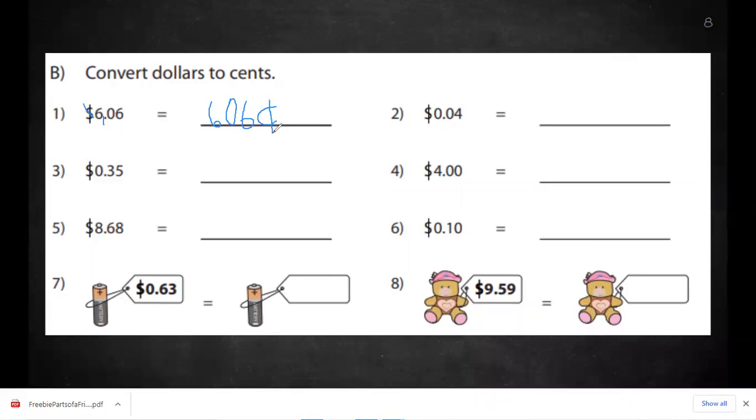All right, friends, let's do one more. So let's go ahead and go to number 2. We're going to take away our decimal. We're going to take away our dollar sign. And now that leaves us with 4 cents. All right, friends, you're doing a great job. Now we're going to go to our next one.